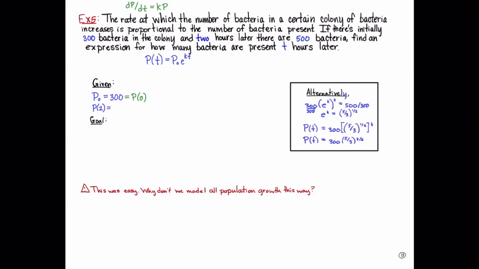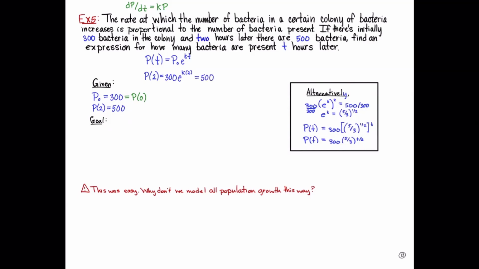And that's enough information. We need 2 data points in order to solve our differential equation, in order to solve for P naught and k. So we sub those in, and then we can solve for P. The first one is easy. We put in the 300, and P of 2 then is equal to 300 e to the kt, but now we're letting t equal 2. And we are given that is equal to 500.